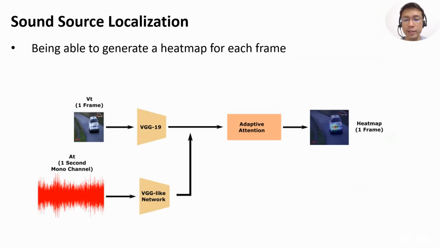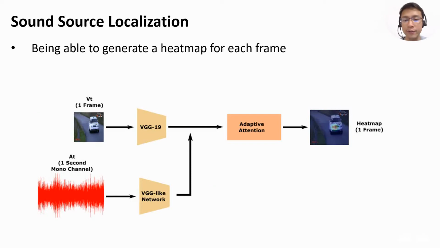The generated sound source localization heat map is shown on the right. It's a probability distribution heat map. The region that has a higher chance to be the sounding source is highlighted. The advantage of our model is that it can identify a smaller region as the sounding source.